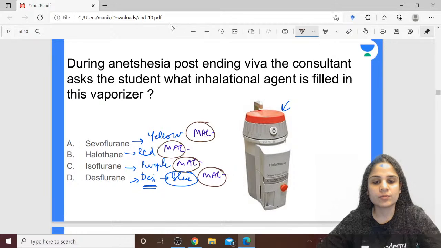Alright, so let me tell you, MAC of halothane is the least out of all of them and it is 0.75. After that, next we have MAC of isoflurane and that is 1.4. Then we have MAC of sevoflurane and that is 2. And then we have MAC of desflurane and that is 6. Okay. So these are the MAC of all the anesthetic agents.